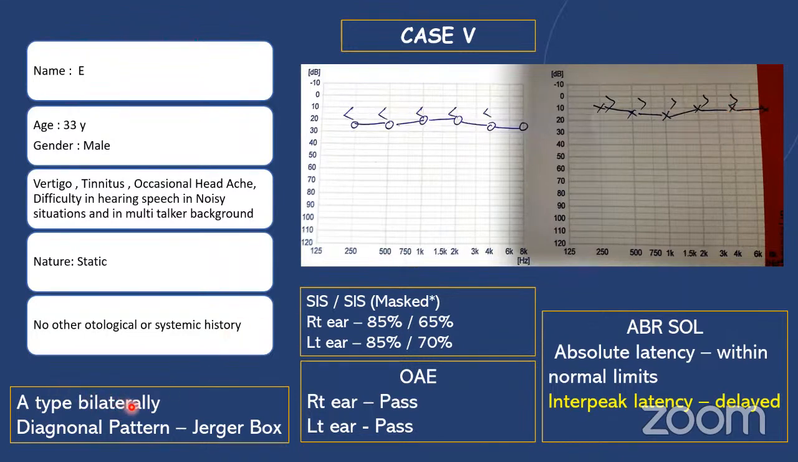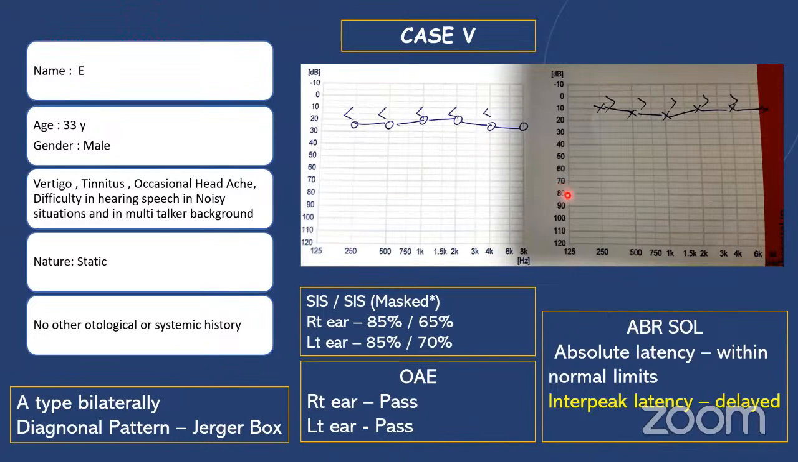Bilaterally, A-type tympanogram was found. A diagonal pattern of the Jerger box was found. That is, in the right ear, the ipsi reflexes were present, and in the left ear, contra reflexes were present. So a diagonal pattern forms in the reflex. SIOS was done, speech identification scores, and the right ear had good scores in unmasked conditions. In the masked condition, it was above 60%. In the left ear, good scores were present, 85% in the unmasked condition and 70% in the masked condition. OAE was done bilaterally. Pass results were found.